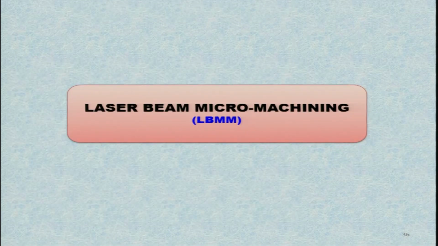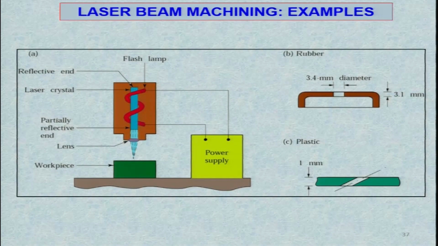Now, a very important, very commonly used process is known as laser beam machining, and the miniature cutting or micro cutting by this particular process is known as laser beam micromachining. Laser beam micromachining examples are over here, as you will see.